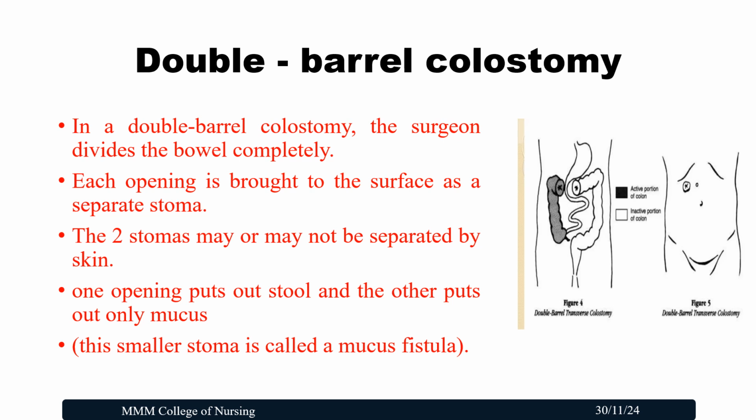Double barrel colostomy. In a double barrel colostomy, the surgeon divides the bowel completely. Each opening is brought to the surface as a separate stoma. The two stomas may or may not be separated by skin, and one opening puts out stool and the other puts out only mucus. The smaller stoma is called a mucus fistula.